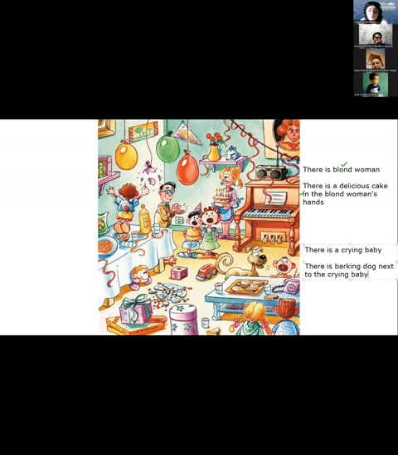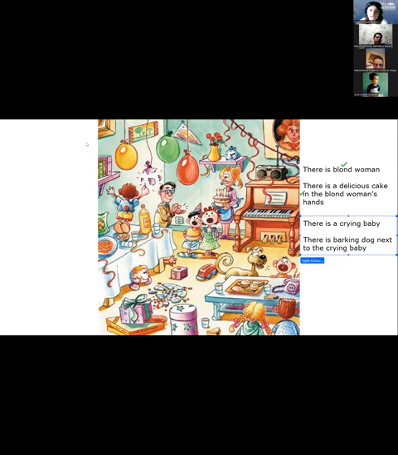So I'm using two different things versus the baby. So the nouns, there is a crying baby, and the other one is there is a barking dog next to the crying baby, okay? So again, these are just examples that we can use. Also, with the examples, we can use the colors, right? To describe. Para describir, puedo usar colores también.